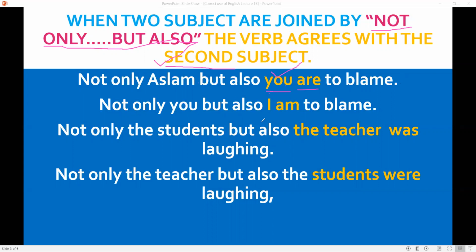Not only you, but also I. I is the nearest, so the verb is according to the I. I am to blame. Not only the students, but also the teacher was laughing. The teacher is the nearest subject, so the verb is according to the teacher. Not only the teacher, but also the students were laughing. Students is the nearest subject, so the plural verb were has been used. So when not only but also is used in sentences, the verb will agree with the second subject.